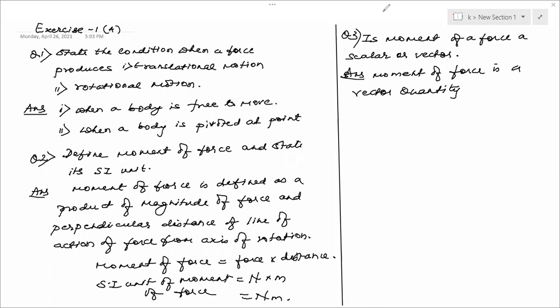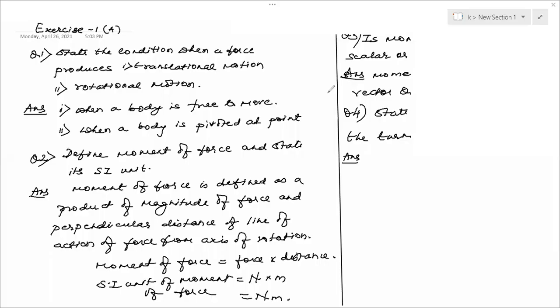Now go to question number 4. State two factors affecting the turning effect of a force. This turning effect is nothing but moment of force. So state two factors affecting the moment of force. Instead of saying turning effect of force, they used moment of force. So naturally, you know the formula, beta.